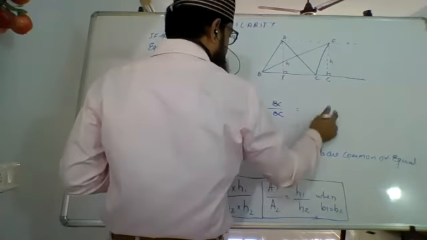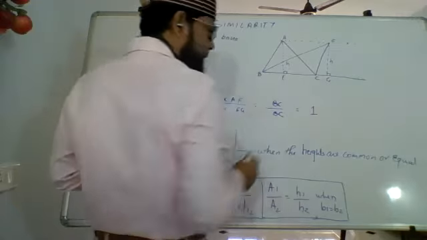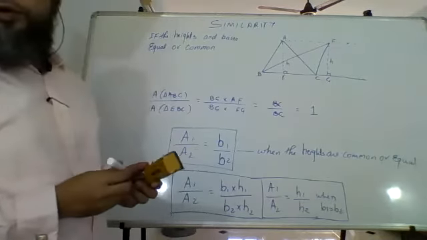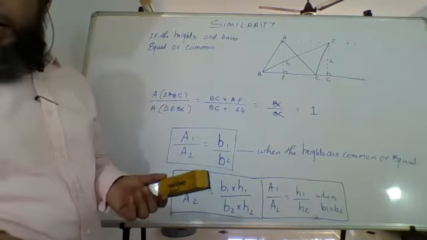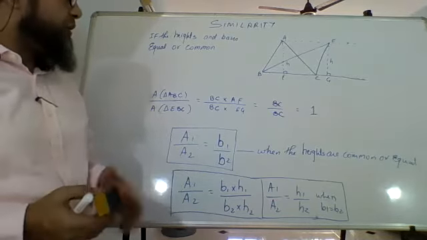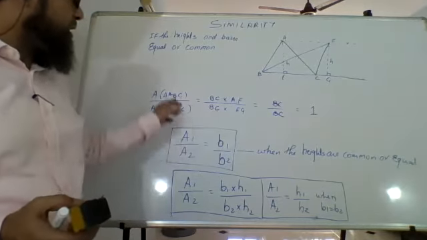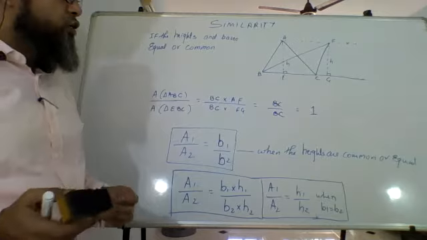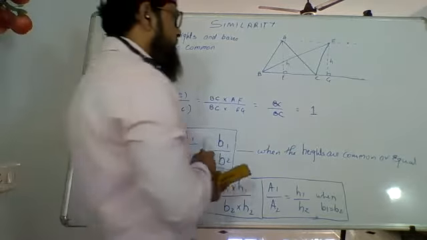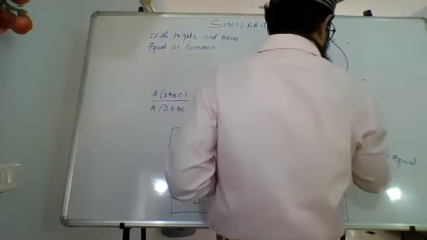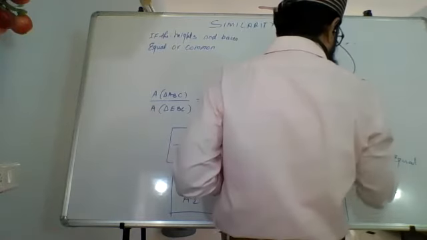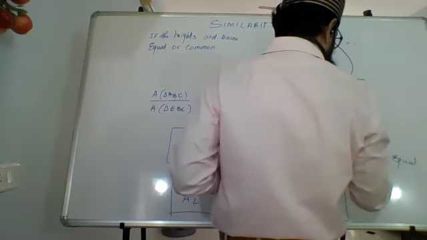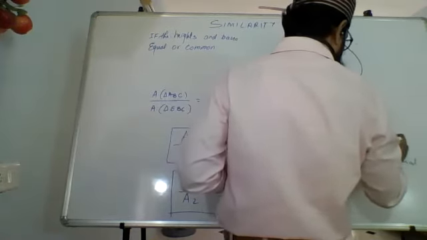So it is going to be equal to 1, because the base is common or equal, the height is common or equal. So whatever is there, each is going to get cancelled out. Okay. So here what we will say is, therefore A1 upon A2 equals 1, or A1 equals A2.